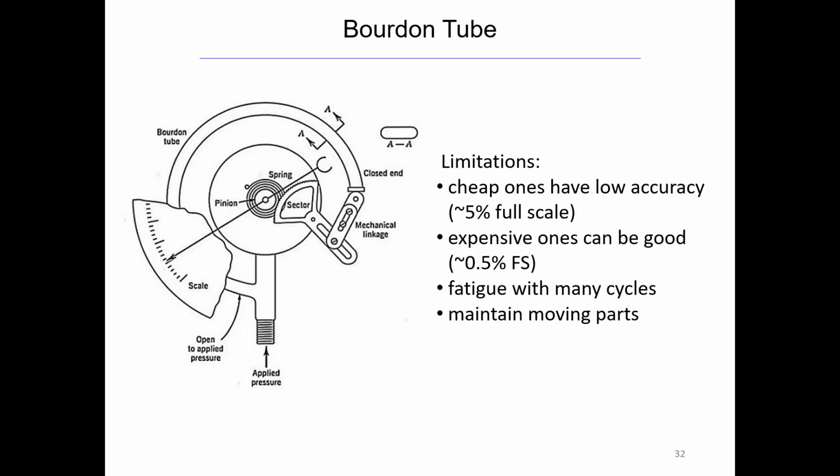So that's it for those examples. We're going to move on to some other devices. The Bourdon tube is the first one. I think I've mentioned this in class before.